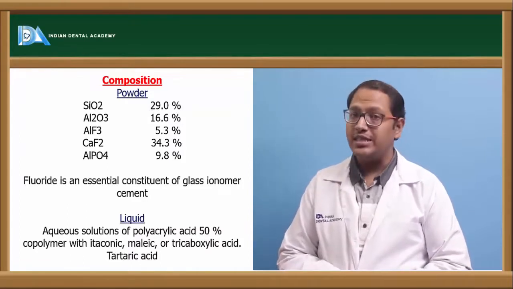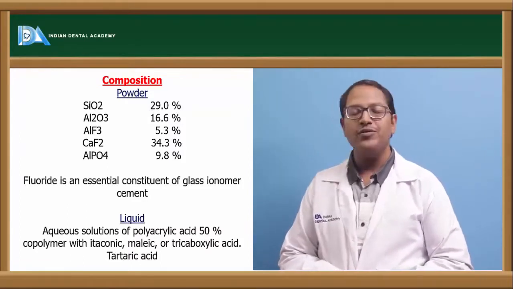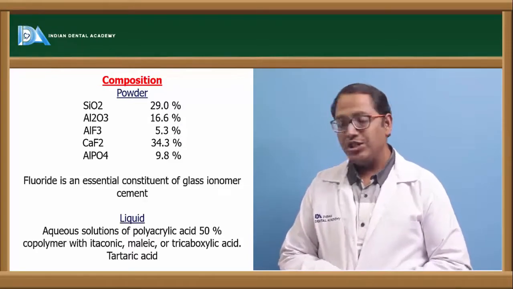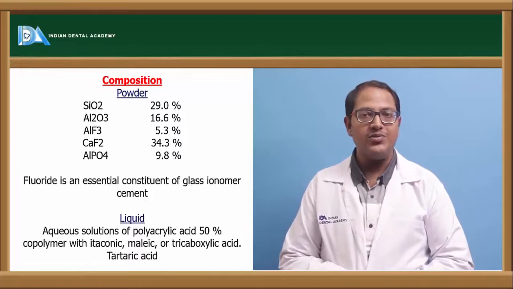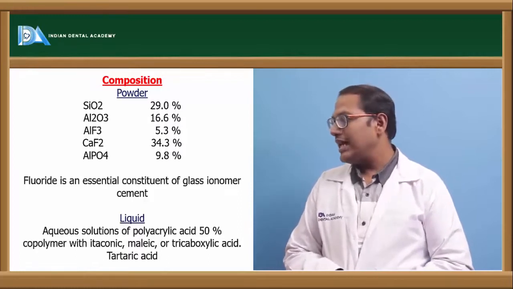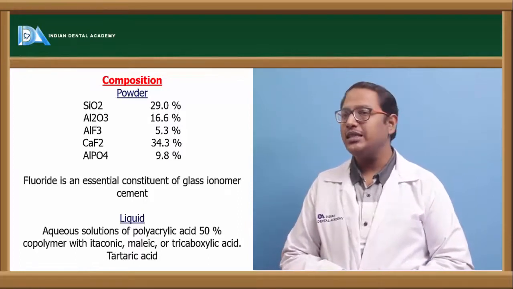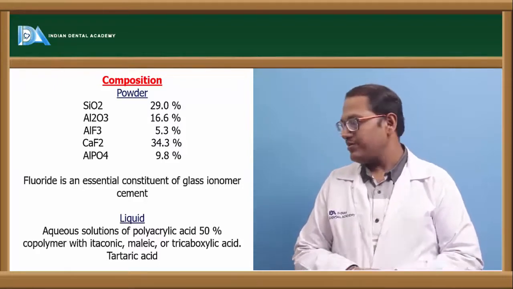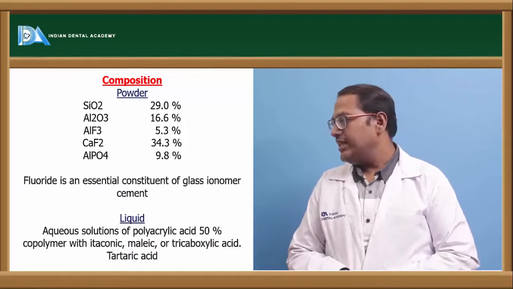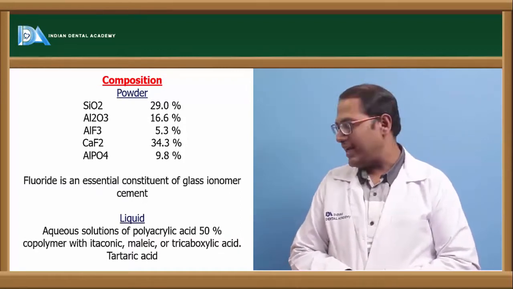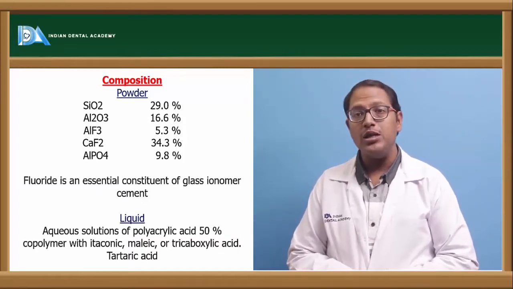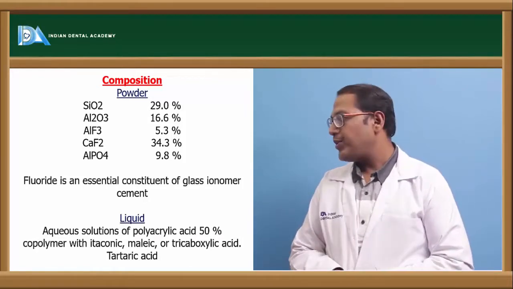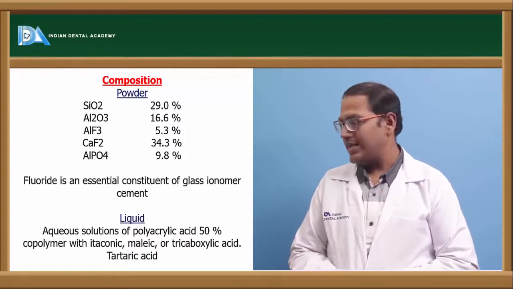Fluoride is a cariostatic agent here. Calcium fluoride, we have aluminium phosphate. So fluoride is an essential constituent of glass ionomer cement, as we told earlier as well, and that helps. And what is the maximum content of the powder? That is calcium fluoride. So fluoride is more in number. Coming to the liquid part, it is an aqueous solution of polyacrylic acid, mainly 50% copolymer with itaconic acid, maleic acid and tricarboxylic acid, tartaric acids.